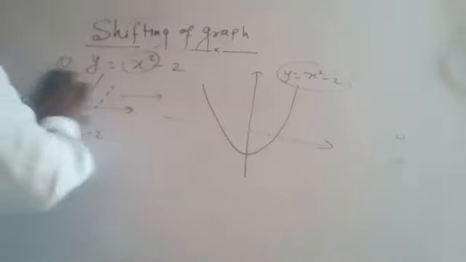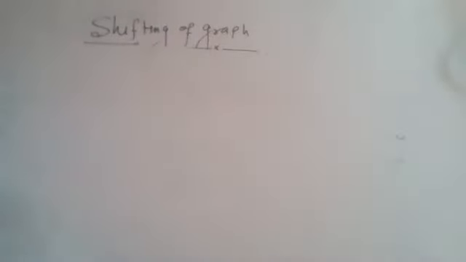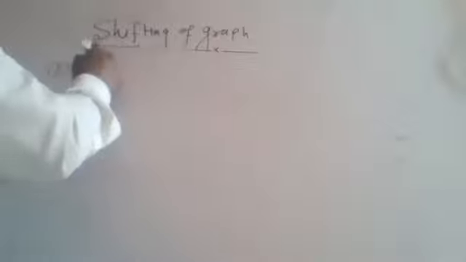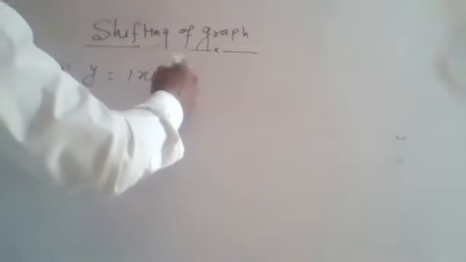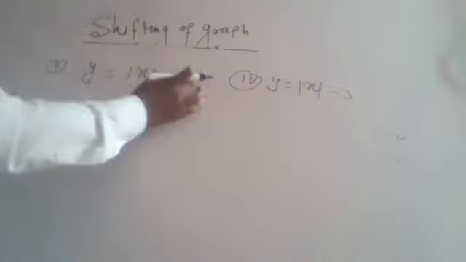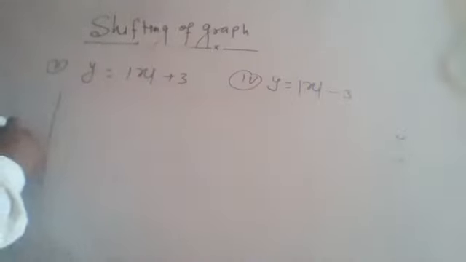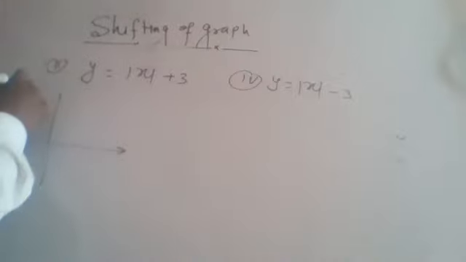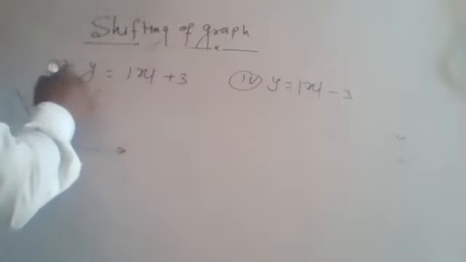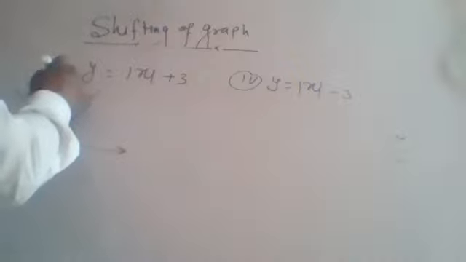Now let us see some more graphs, everyone. Draw the graph of this one. Question number 2: y equals mod x plus 3, and the 4 1: y equals mod x minus 3. Just see, here 3 is going to be added into the whole mod x. So first of all, we have to draw the graph of y equals mod x. Y equals mod x is this one. This is the graph of y equals mod x.